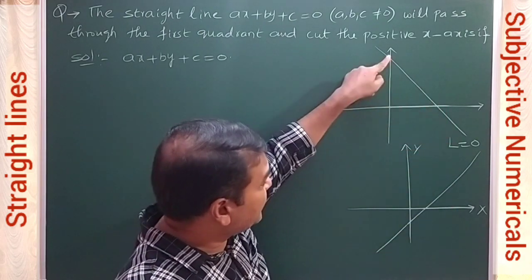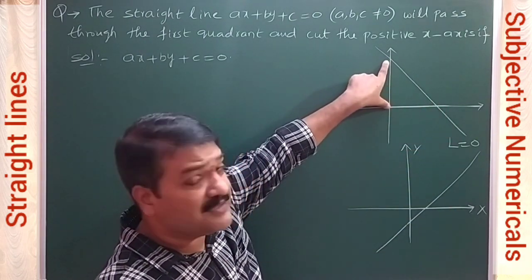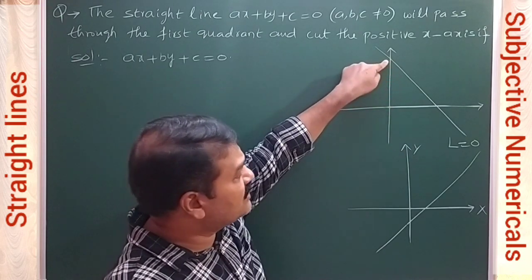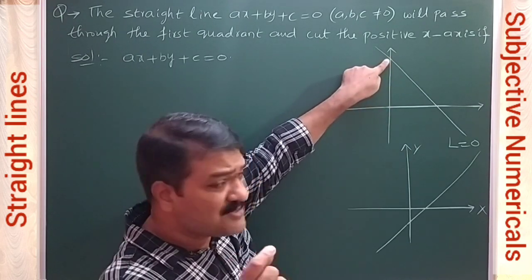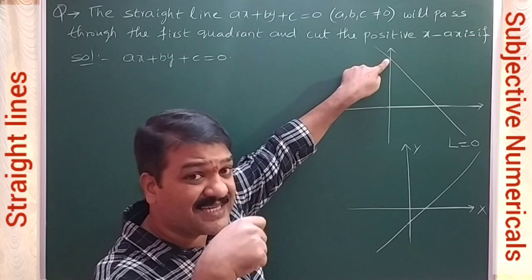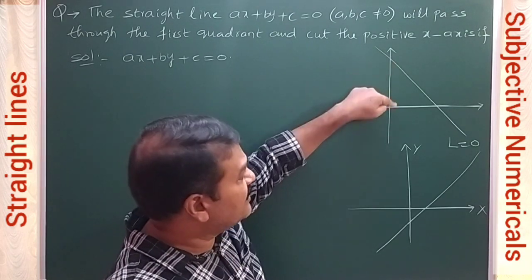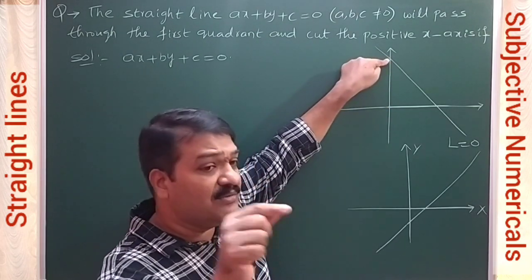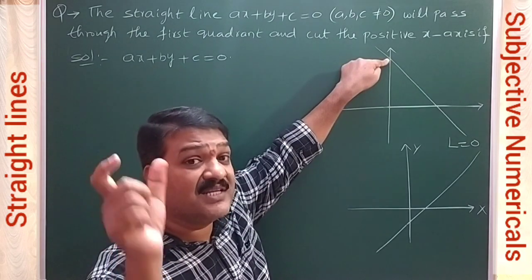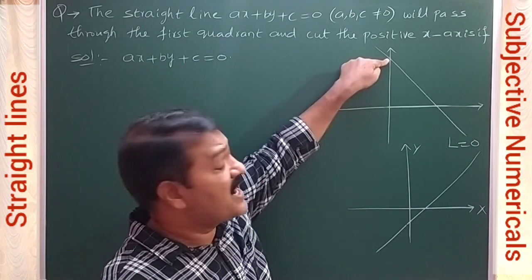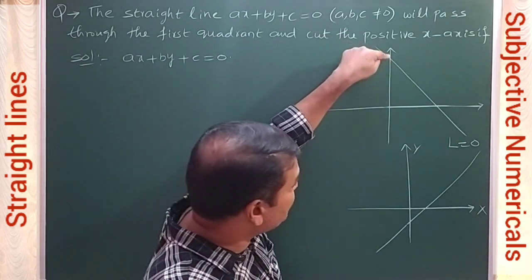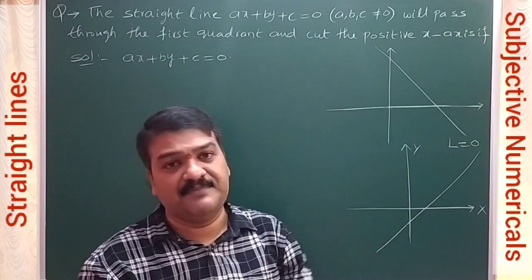If you want the y-intercept, take x is equal to 0, because at this position x must be 0, since it is on the y-axis. If you take x as 0, you get y is equal to something, that is the y coordinate, and the y coordinate of this point is nothing but the y-intercept.